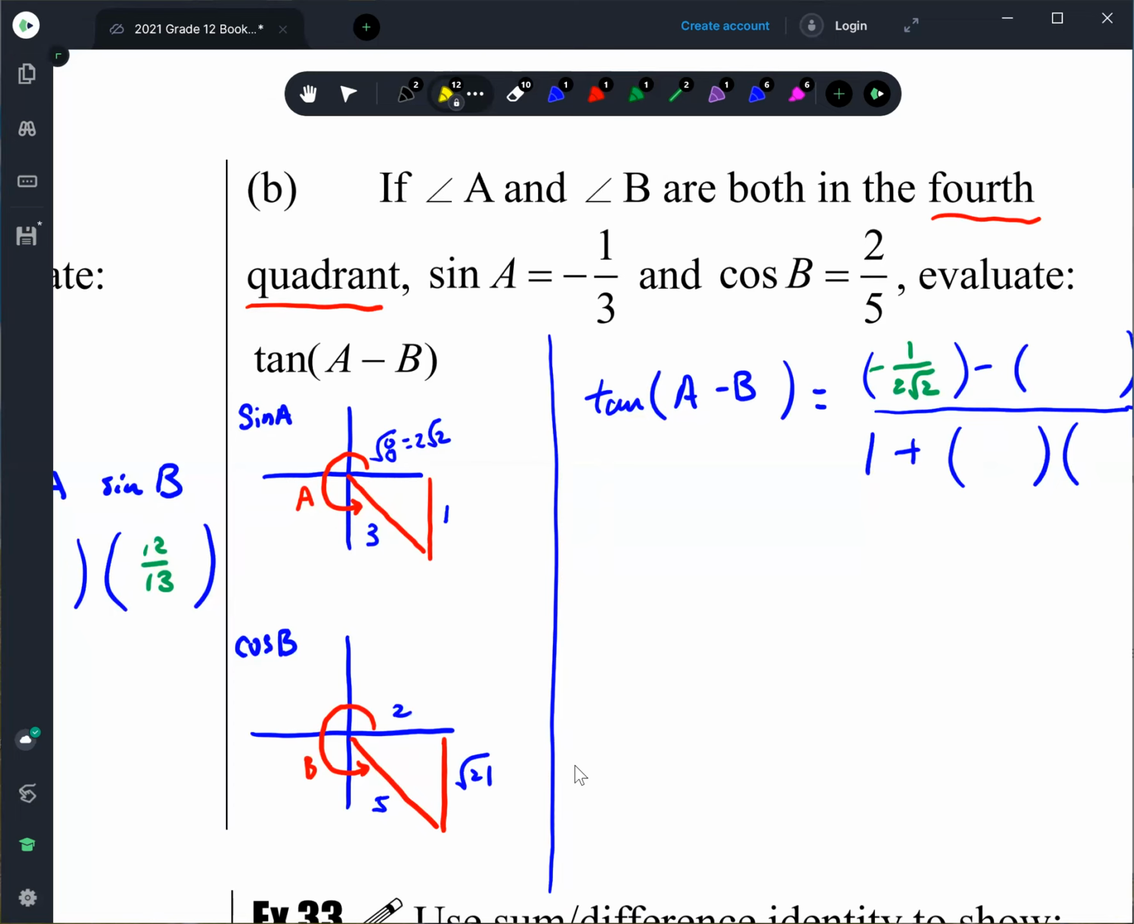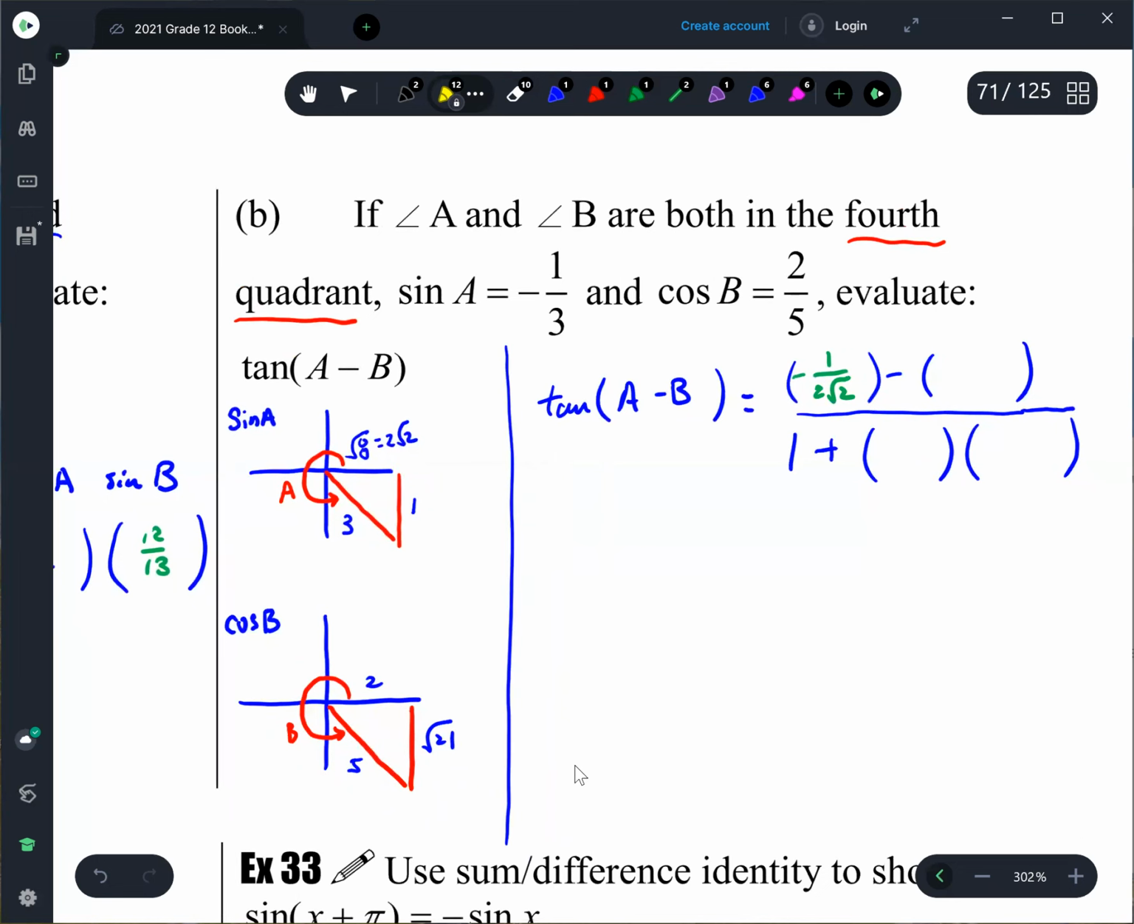And do you know how we got the 2 square root 2? Yes, because it's like Pythagoras' theorem, and then you take out the 2. Yeah. Okay. And for cosine B, it's the same way. Adjacent over hypotenuse. So adjacent is 2, hypotenuse 5. Okay, so using those 2 pictures, we can fill out the blanks.